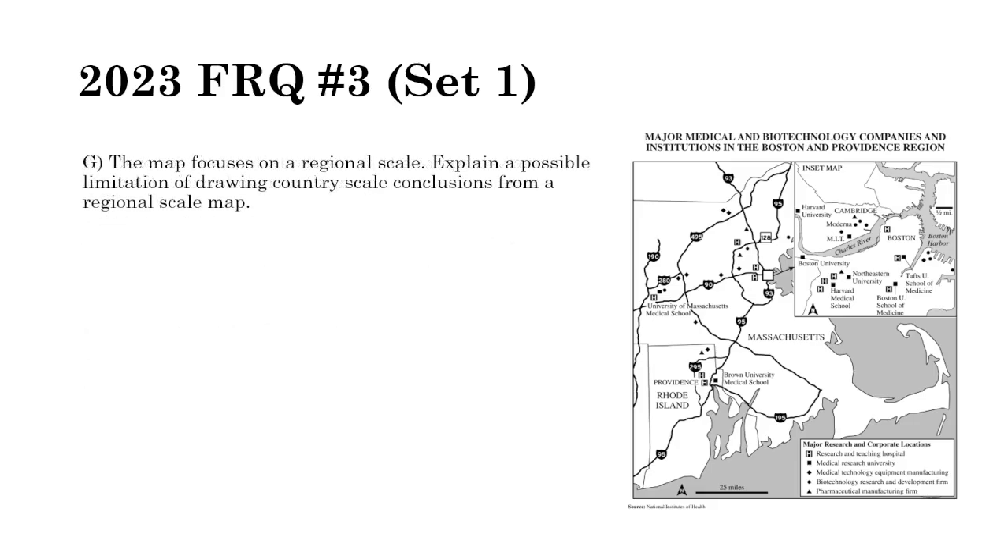So the big map focuses on a regional scale. They didn't ask what the scale was on the AP exam because they told you for this part here. So we have to explain a possible limitation of drawing a conclusion about the entire country from a regional scale map. So let's say we looked at this map and we said there's a clustering of economic activities among rivers throughout the United States. What's the limitation of drawing a national scale conclusion?